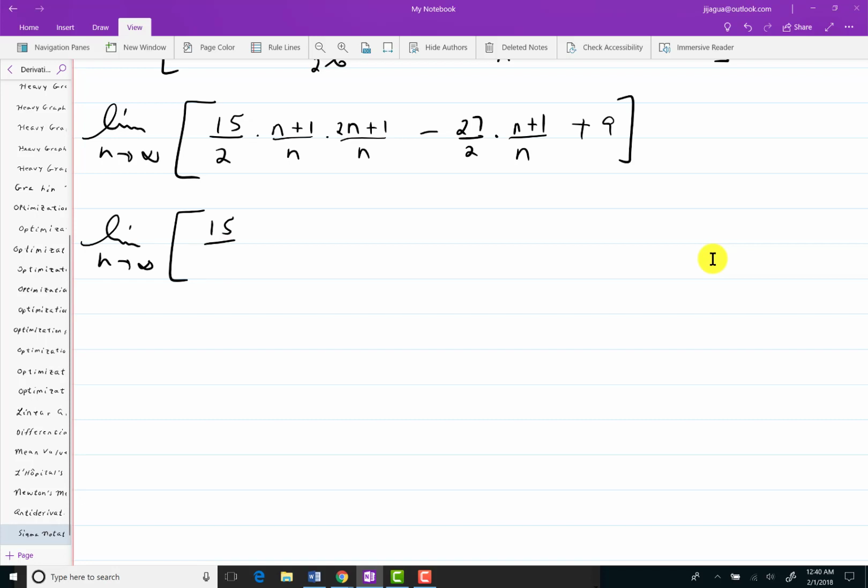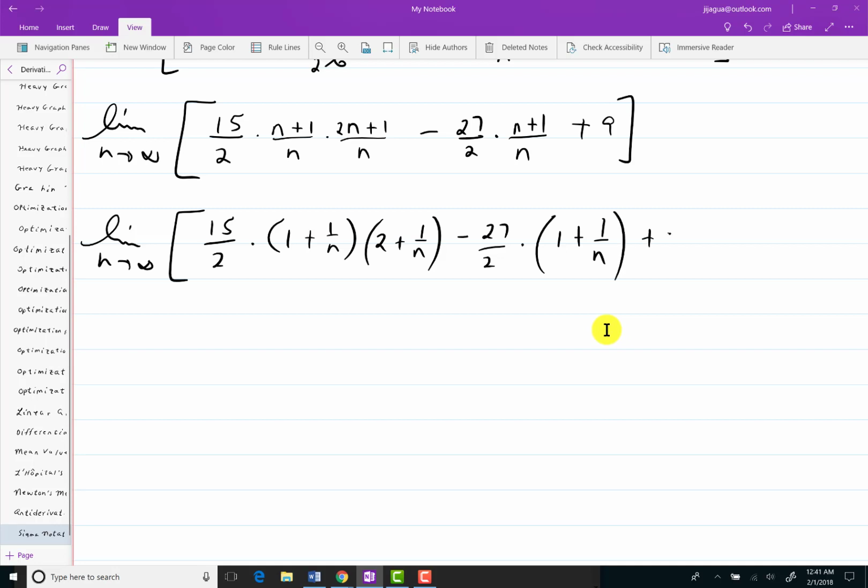15 over 2 times, this part right here I'm going to rewrite as 1 plus 1 over n. And this part here I'm going to rewrite as 2 plus 1 over n. I'm going to do the same thing on the second piece. 27 over 2 times 1 plus 1 over n plus 9. Now, I'm going to let n go to infinity. That's finally what I'm going to do at this stage.